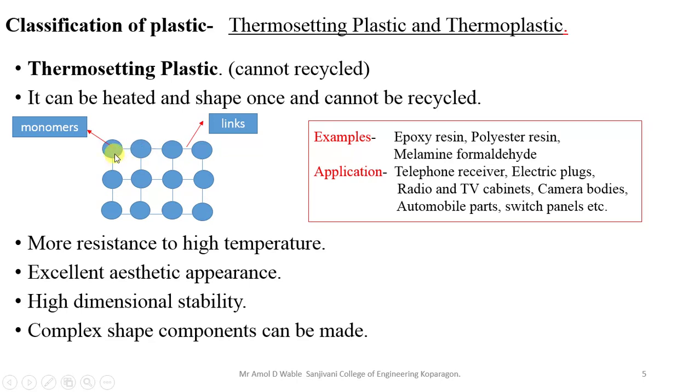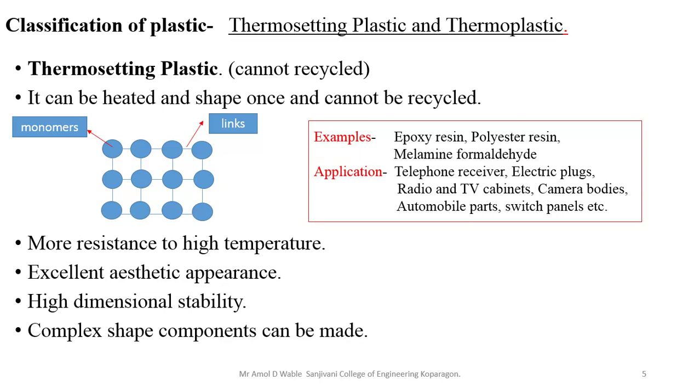There are a number of monomers linked to each other by these links, and after polymerization you will get this kind of net shape. So it can be heated and shaped once, and it cannot be recycled due to this structure. It has more resistance to high temperature, good aesthetic appearance and good dimensional stability, and you can generate complex shaped components using thermosetting plastic material.